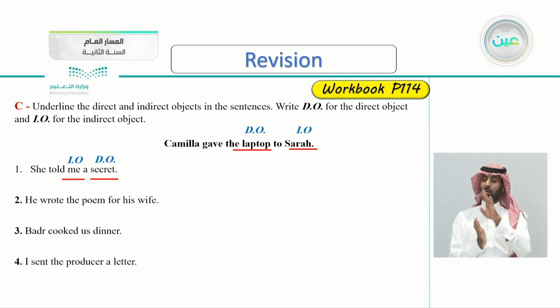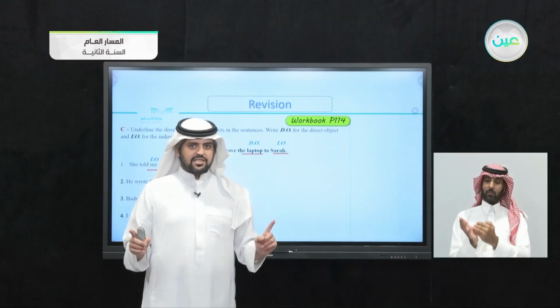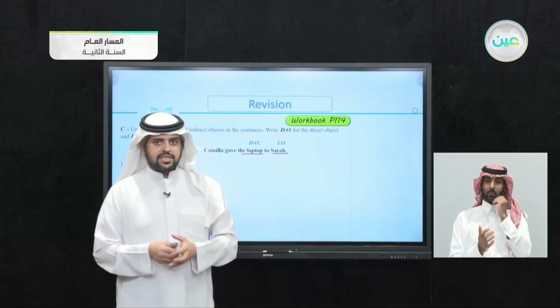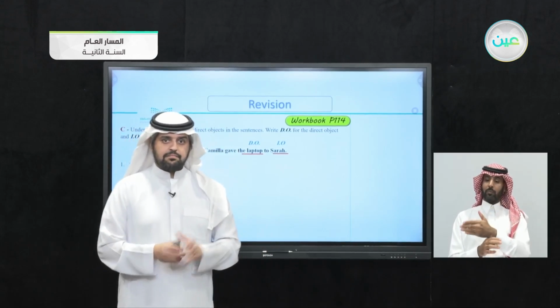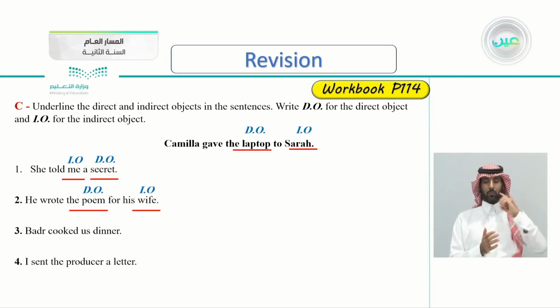Number two, he wrote the poem for his wife. We have two objects here, which is direct and which is indirect. Okay, let's check the answer together. The direct object is the poem, and his wife is the indirect object.